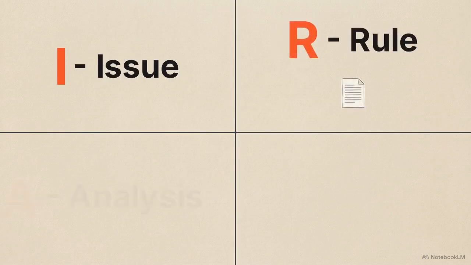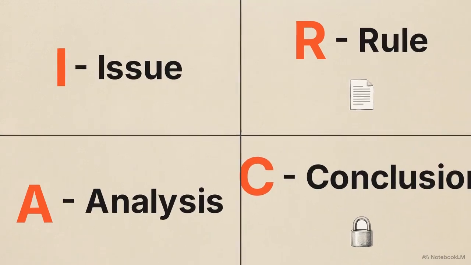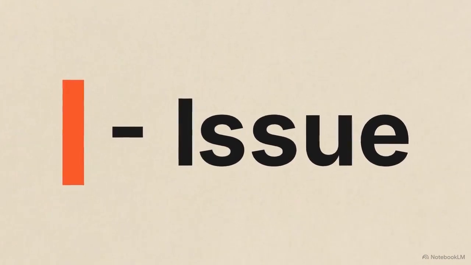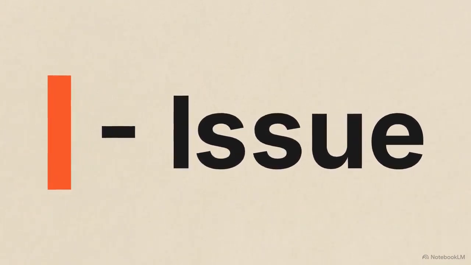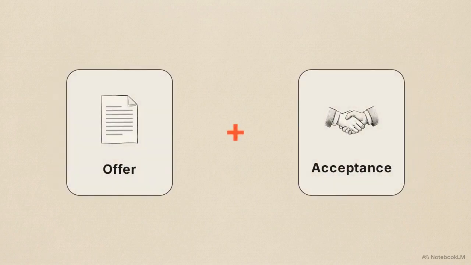To solve this, we rely on IRAC: issue, rule, analysis, and conclusion. This algorithmic framework dismantles complex scenarios to arrive at structural truths. We start in the first quadrant to identify the precise legal issue at play. For the Vine & Oak case, the overarching legal question is, did a contract form at the $45 price point? To answer that, we must break the transaction down into its mechanical parts.